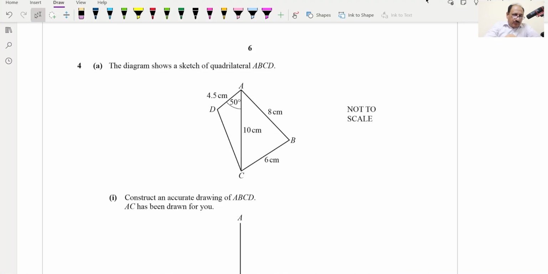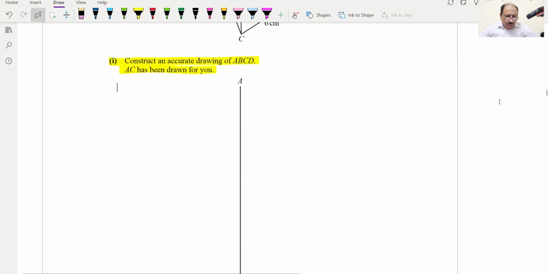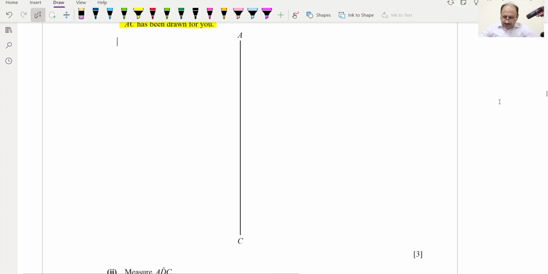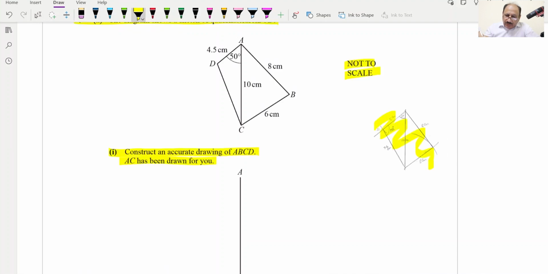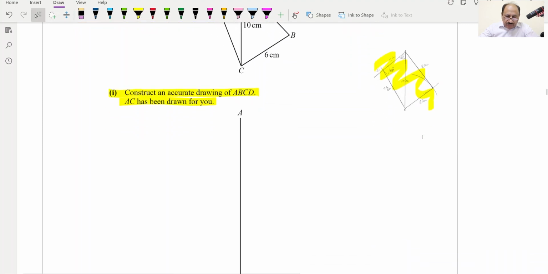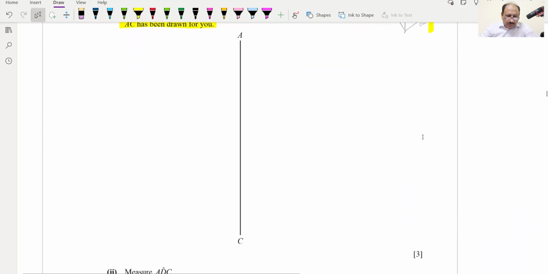Question number 4. A part, the diagram shows a sketch of quadrilateral ABCD. Diagram is not to scale. And first part, construct an accurate drawing of ABCD. AC has been drawn for you. So we have to draw an accurate drawing. This is AC. This is the drawing which I have drawn accurately. First I will tell you how to draw this one.